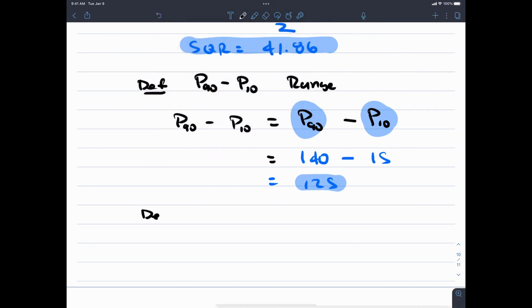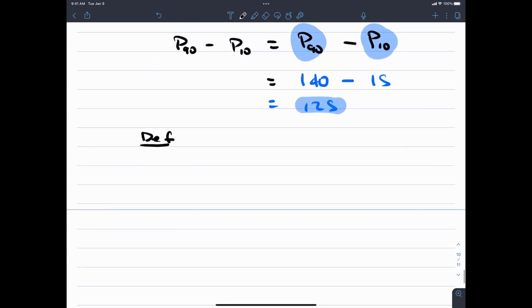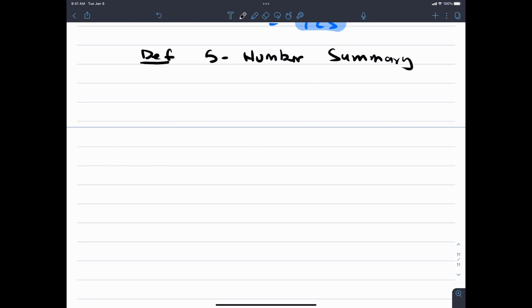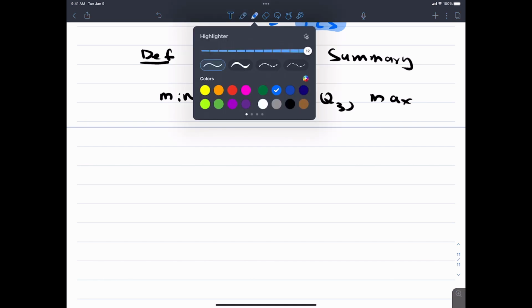Okay, another definition of the 5-number summary. Okay? The 5-number summary. This is a definition. Does anybody happen to know what that definition is? Okay, there's 5 numbers. So for every data set, the minimum value, Q1, Q2, Q3, and the maximum value. Okay?